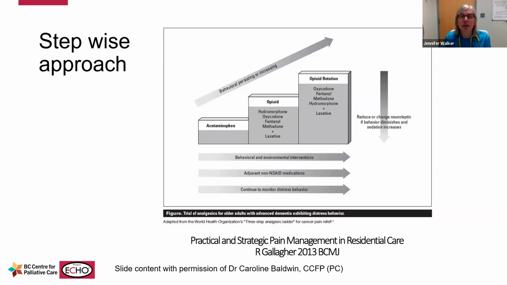With any of these steps, we're going to be using, of course, behavioral and environmental interventions as appropriate. We may add on adjuvant medications. So for example, pregabalin, I've spoken about it a couple times. It can be useful in neuropathic pain, and we're going to continue to monitor distressing behavior. If the resident's behavior isn't improving, we can also consider reducing the neuroleptics that may have been put in place to manage the behavior before. And I think I'm handing over to Gita again right now.